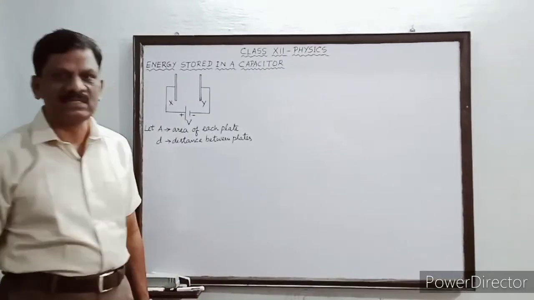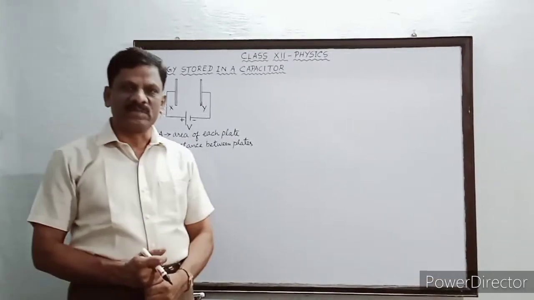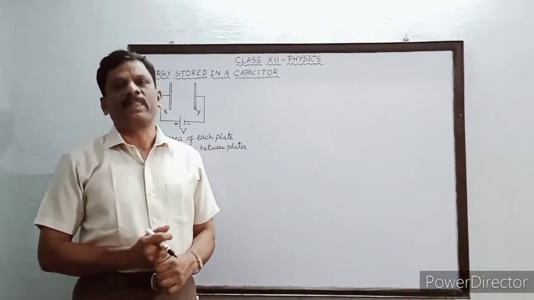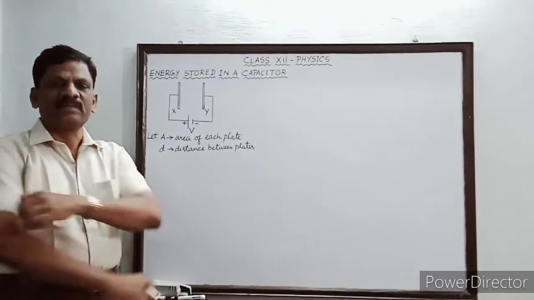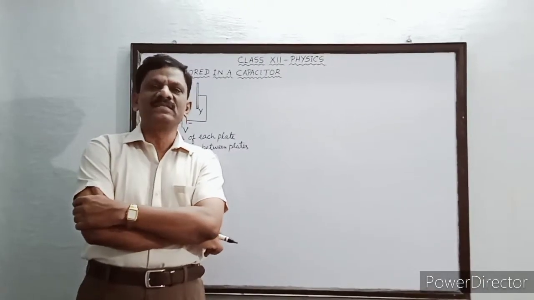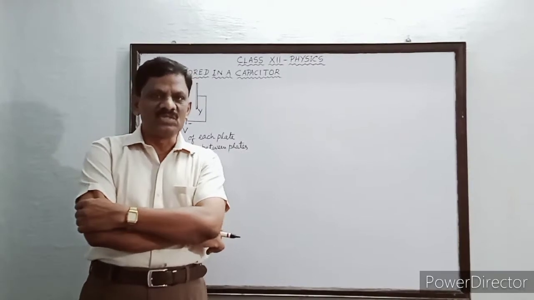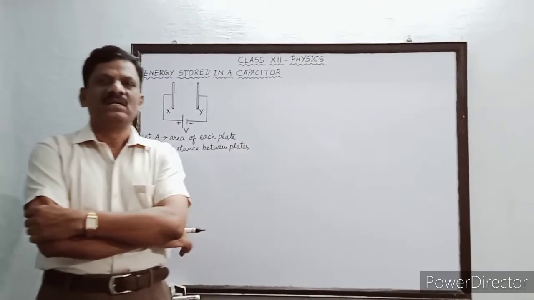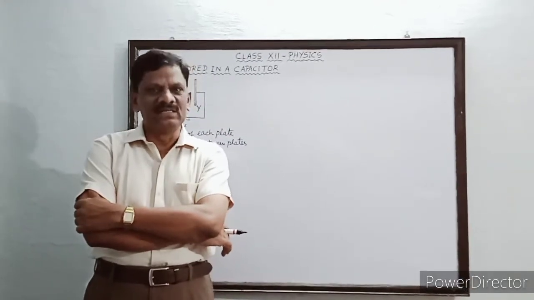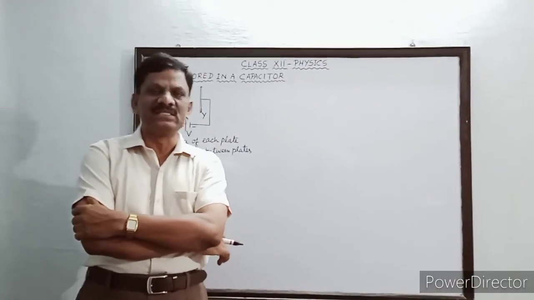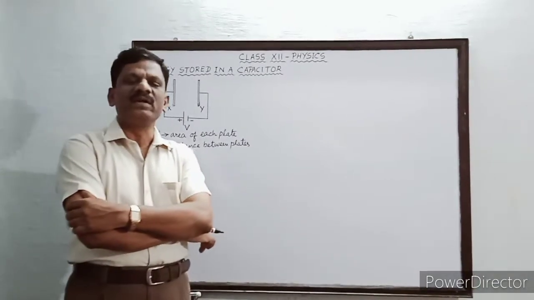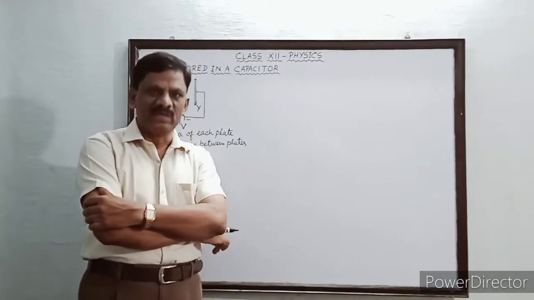Hi, good morning students. We are going to derive the expression for the energy stored in a capacitor. Now, what is a capacitor? We have defined it already. A capacitor is a device which is used to store electric charges. Also, it is a device which is used to store electrical energy or electrostatic potential energy. And the expression for the energy stored in a parallel plate capacitor is what we are going to derive today.